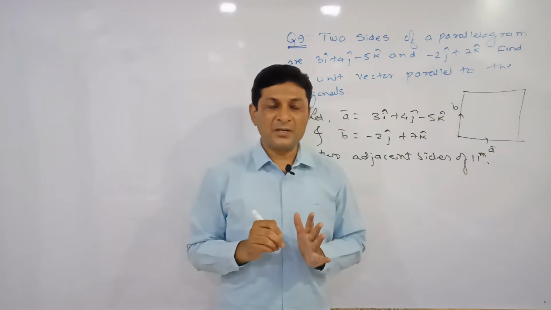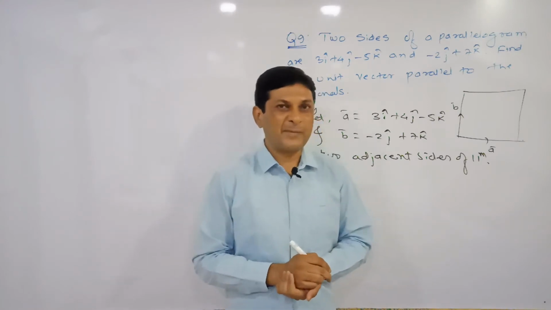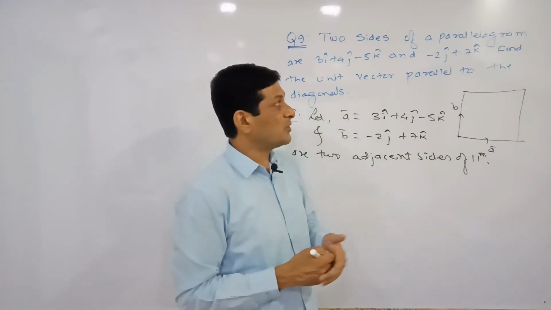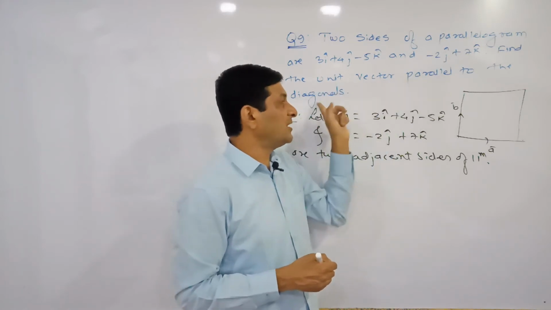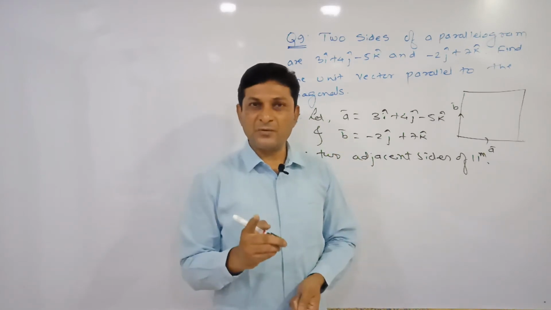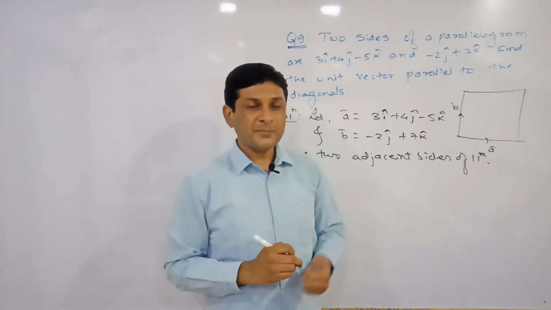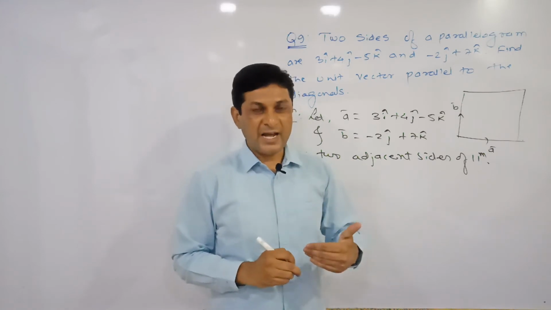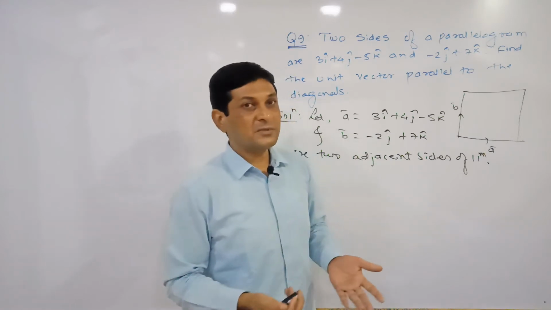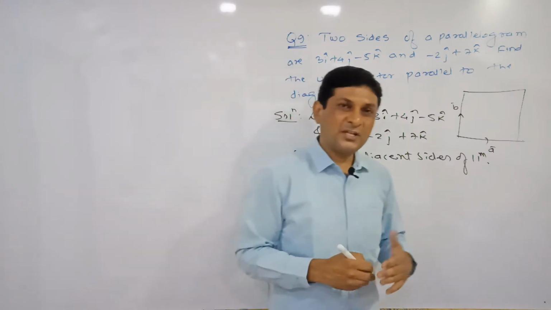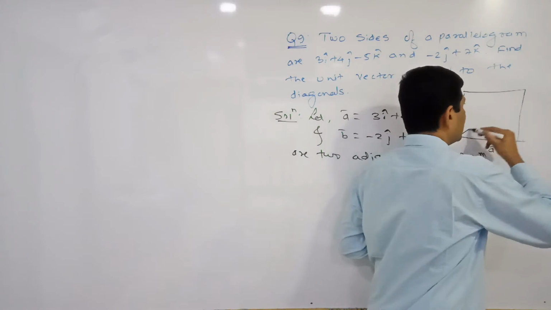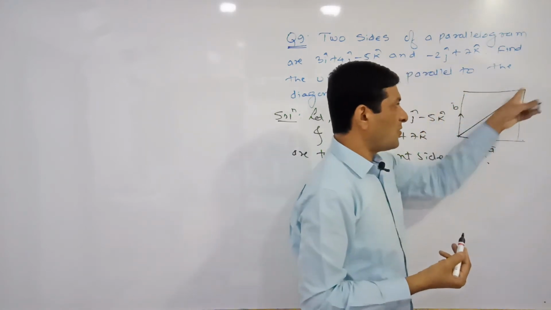Now let us see, if the adjacent sides of a parallelogram are given to us, how to find the diagonals of that parallelogram. The question is: find the unit vector parallel to the diagonal, or in other words, the unit vector along the diagonal. First, to find the unit vector along the diagonal, our aim is to find the vector along the diagonal. Now see how to find the vector along the diagonal if the adjacent sides of a parallelogram are given to us. Let us draw one diagonal here.